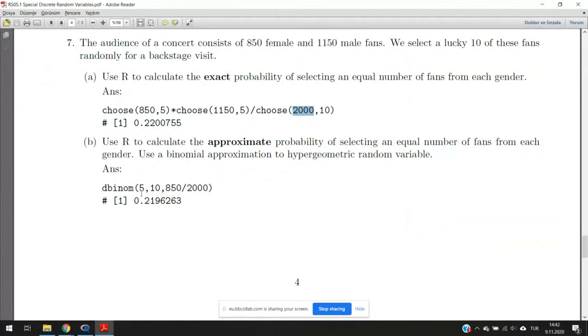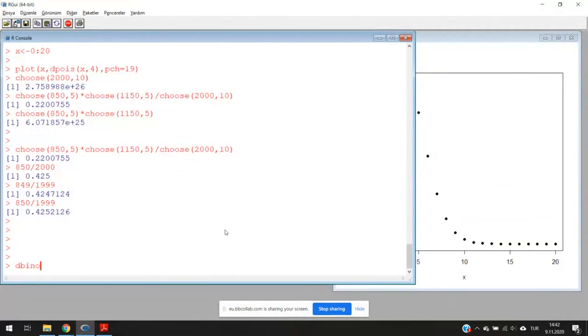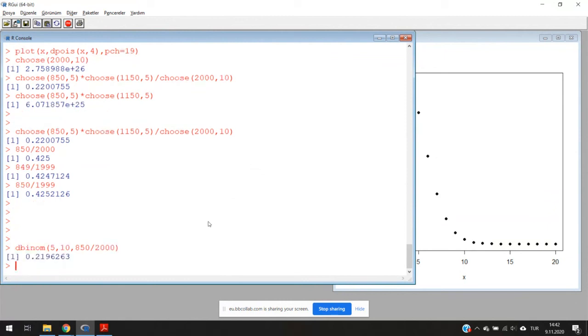What is the probability, when you select 10 people, of exactly 5 of them being female, with replacement? So what we are going to do is approximate the same probability with the probability mass function of the binomial distribution, and we are looking for 5 successes out of 10, where the success probability is defined as this. The approximate result is a good approximation. Actually, it is very close to the above value.